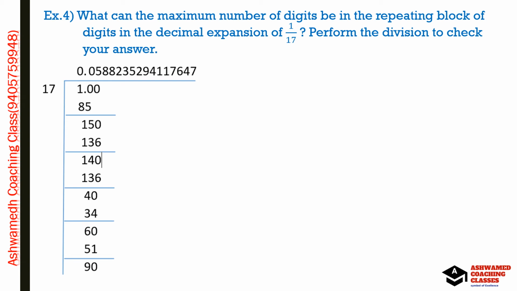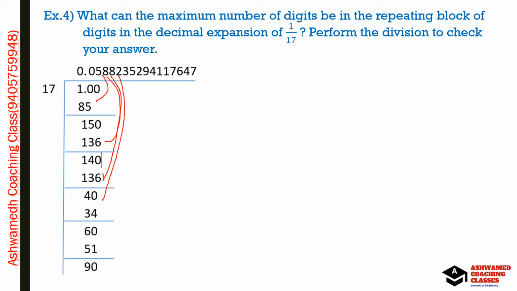See here, this 5 is for 85, this 8 is for 136, this 8 is again for 136, and this 2 is for 34. Sorry, 17 into 2 is nothing but 34. Now what is 40 minus 34? It is 6. We get 60.